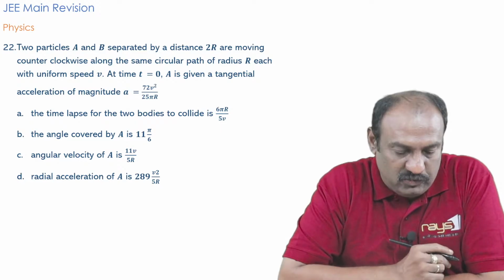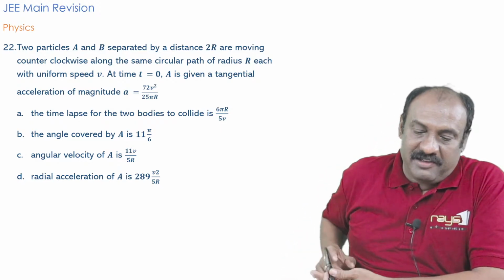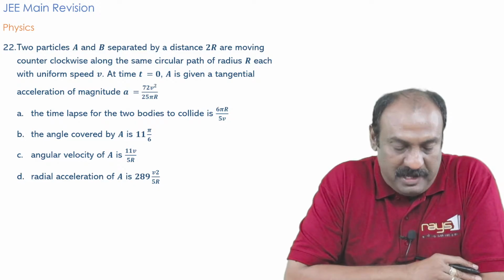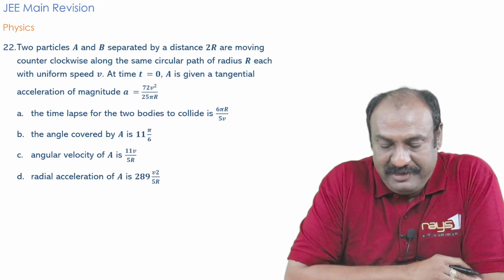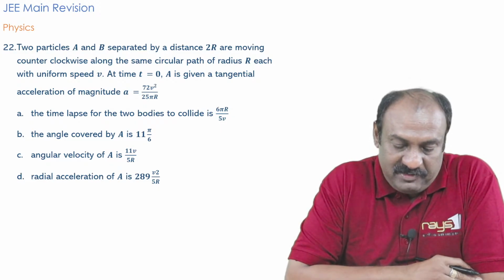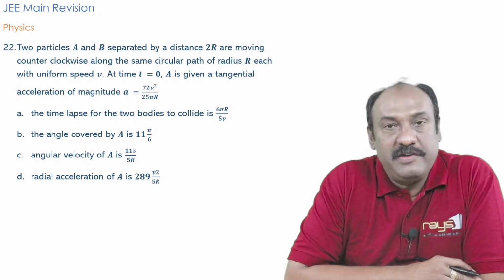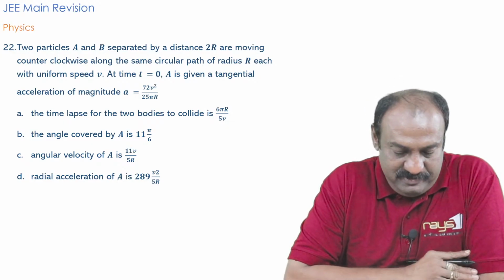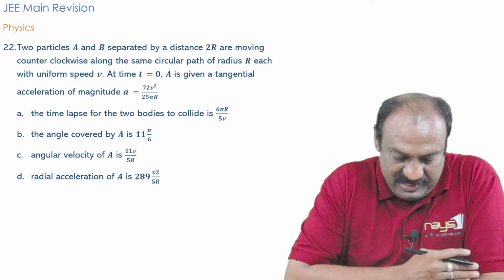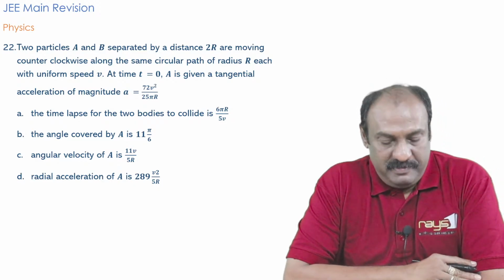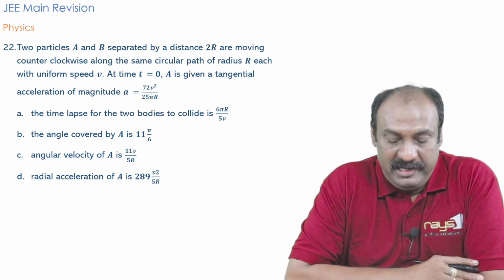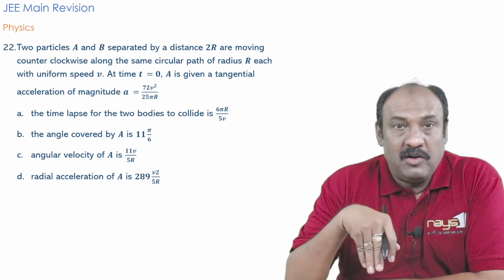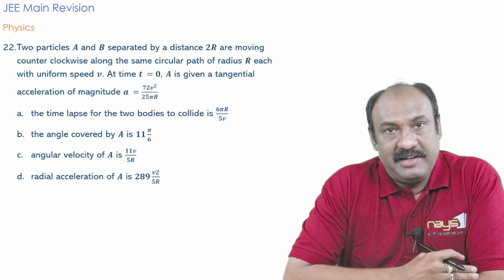Next, question number 22. Two particles A and B are separated by a distance 2r, moving counterclockwise along the same circular path of radius R, each with uniform speed v. At a time t equal to 0, A is given a tangential acceleration of magnitude a equal to 72 v square by 25 pi r. Then see the options. The time lapse for the two bodies to collide, the angle covered by A, angular velocity of A, radial acceleration of A, that we need. So time for collision, angle covered by A during this collision, angular velocity of A while it collides with B, and radial acceleration of A, that we have to check.